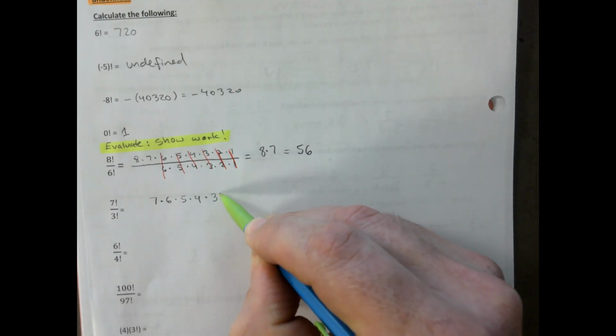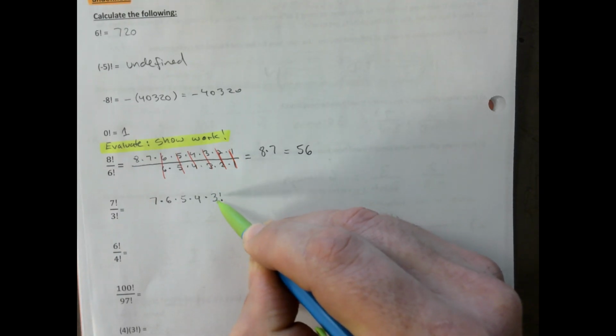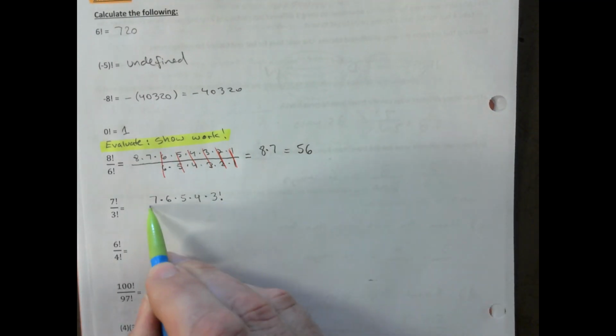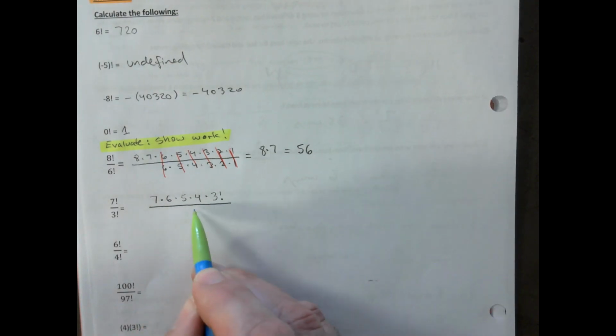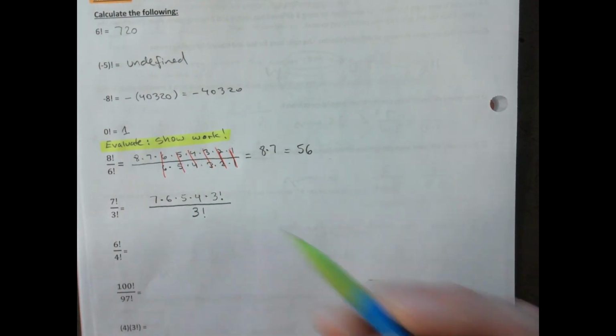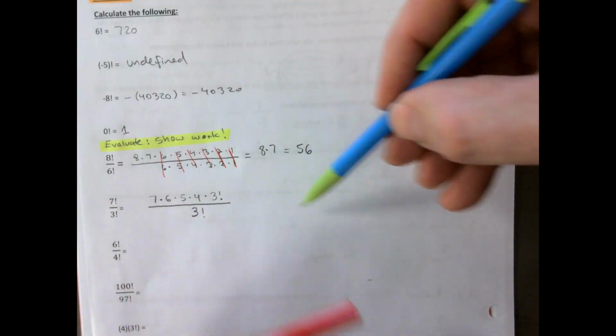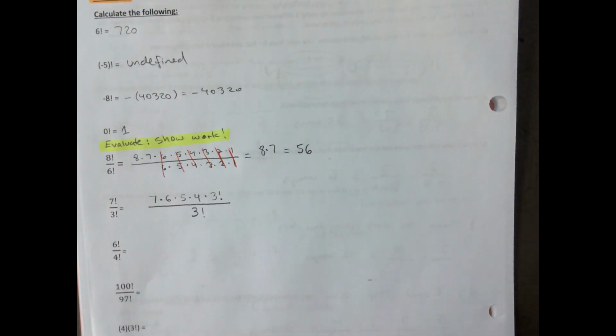But I'm not going to do that. I'm going to say 3 factorial. Technically the 3 keeps going down all the way to 1. But why did I stop there? What do I have in the denominator? I have another 3 factorial, right? That means their tails would all cancel out anyway. So why do all that work?